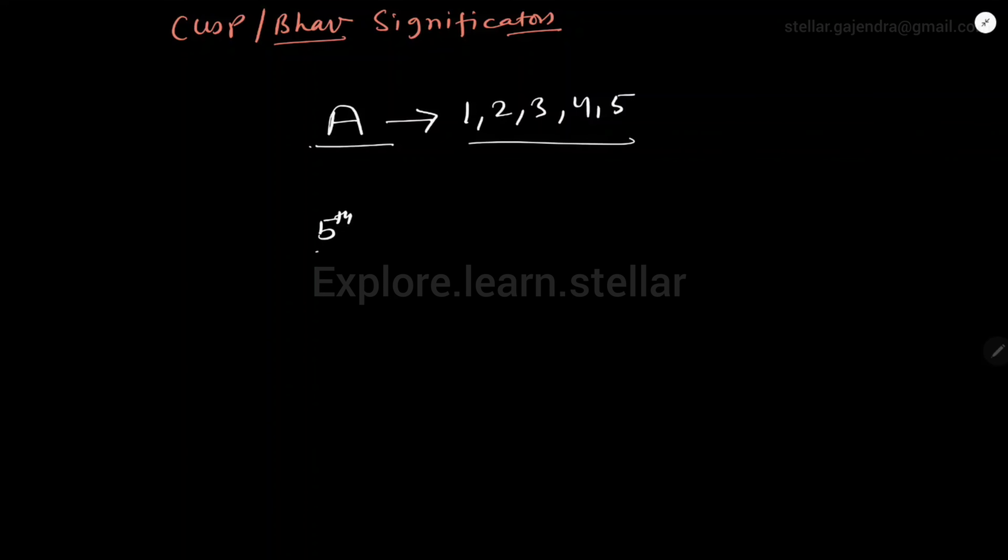When we say the cusp significator, let's assume we have a fifth house and planets A, B, and C become the significator of the fifth house. It means these planets A, B, and C will give the result of the fifth house. So what planets will give the results of the fifth house? By looking at the cusp significator, we can easily identify, okay, these are the planets which will give the results for a particular bhav, in our case the fifth house. So this is the basic difference between these two.